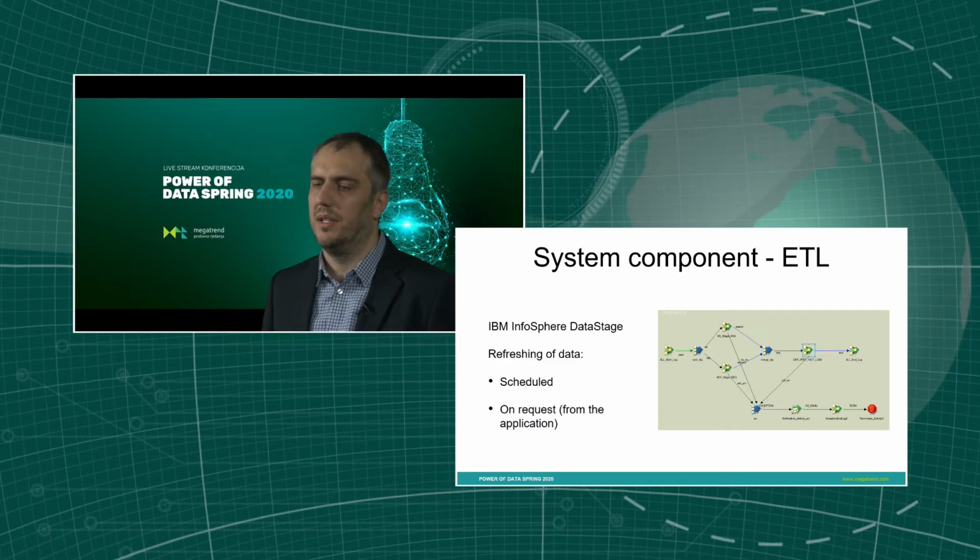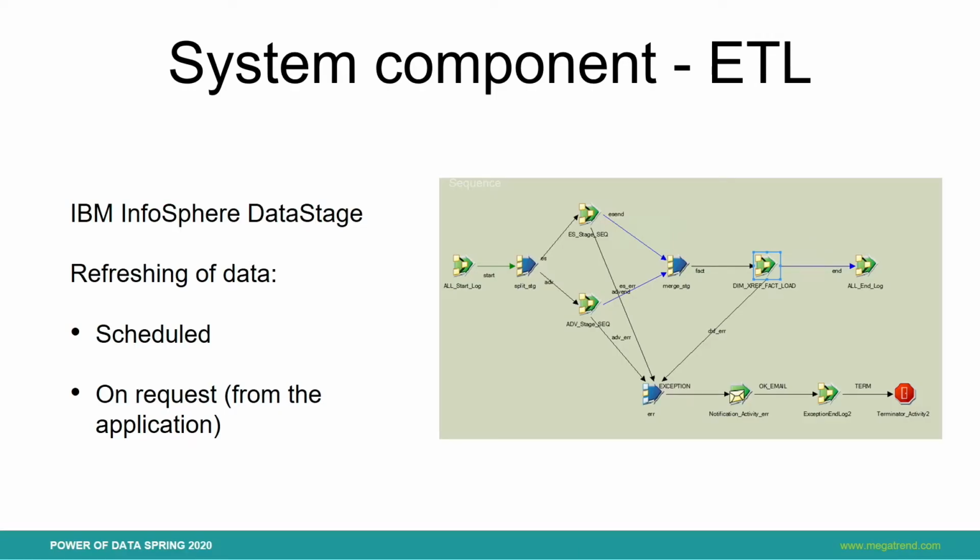The next component is IBM InfoSphere DataStage. It is an ETL tool which was used for extracting data from the source systems and for loading the data warehouse. The process of loading and refreshing data is done by scheduling or by request from the application. When users change some master data, they have the ability to manually run the whole process of refreshing the data from the application, and the whole process takes about a few minutes.